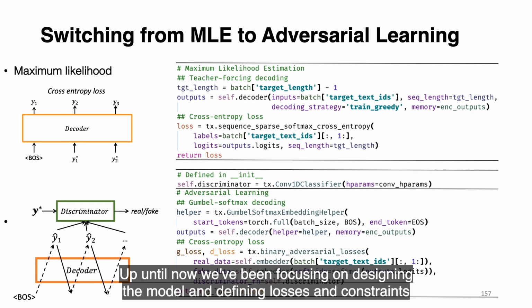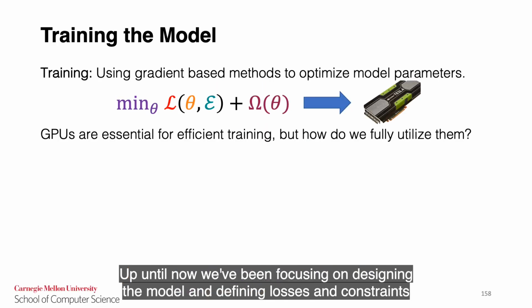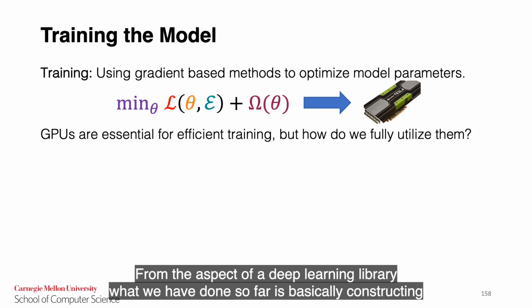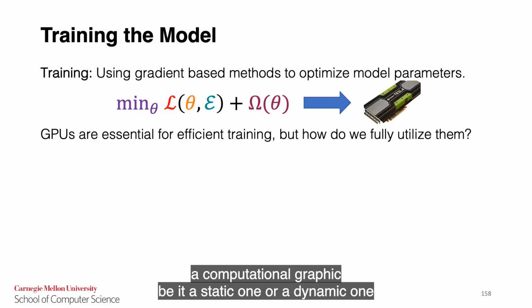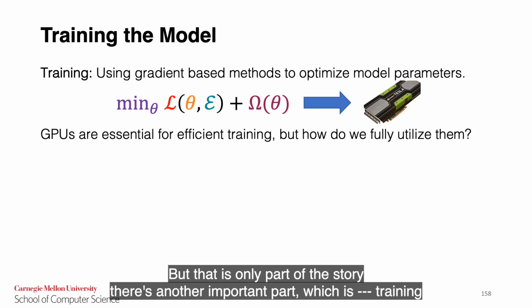Up until now, we've been focusing on designing the model and defining losses and constraints. From the aspect of a deep learning library, what we have done so far is basically constructing a computational graph, be it a static one or a dynamic one. But that is only part of the story. There's another important part, which is training.